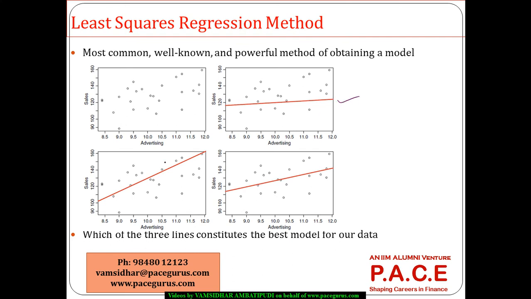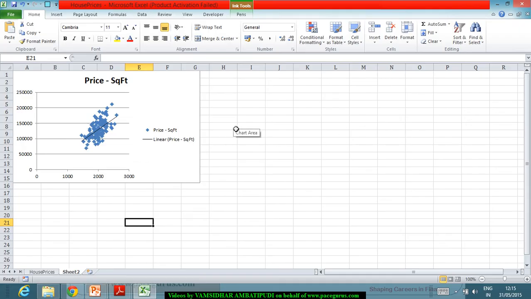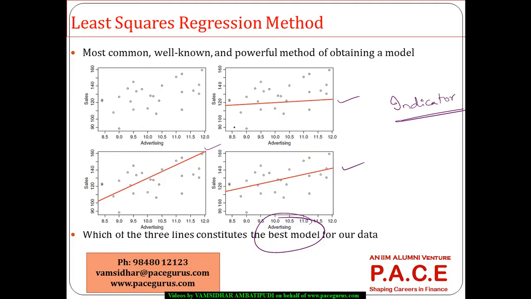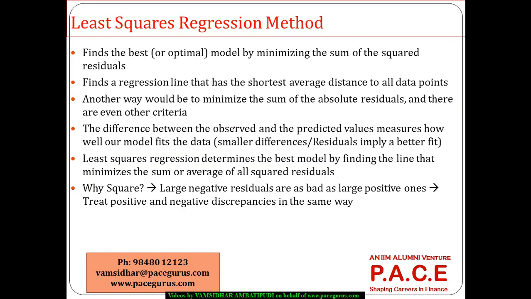I can draw one line which is like this, and another like this. Now, out of all these possible lines that I can draw, which one is the best? Which one is the best indicator of the relationship between the price and the area? So how do I really identify? That identification is done through a process called the least squares regression method.